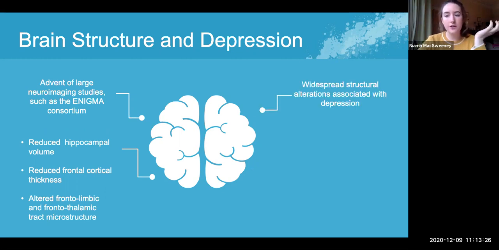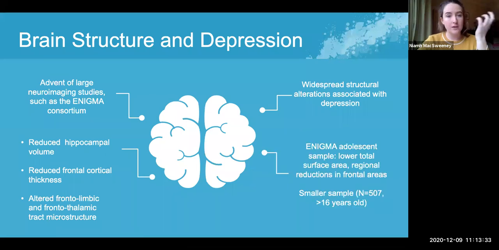So it's evident that there are widespread structural alterations associated with depression, but the vast majority of these studies have been done in adults. And while there have been some efforts to understand the imaging features associated with adolescent depression, these have been few in number. And of those that do exist, there are discrepancies in terms of the regions involved, as well as in effect sizes, and this is likely due to the small sample sizes in these studies. There is a notable exception.